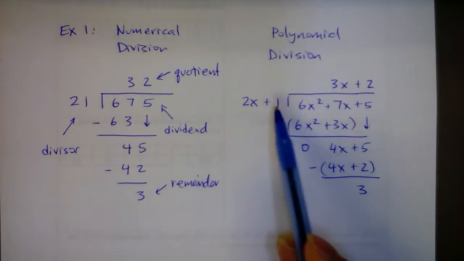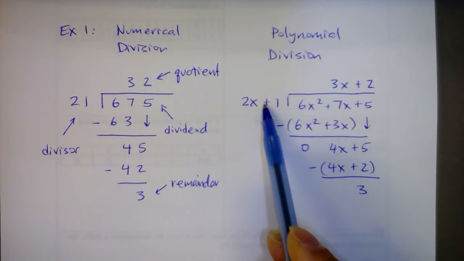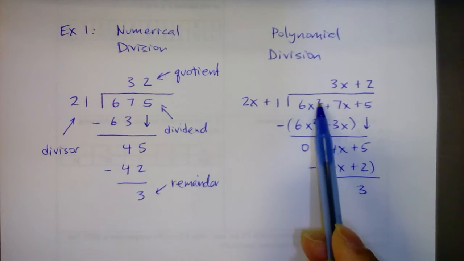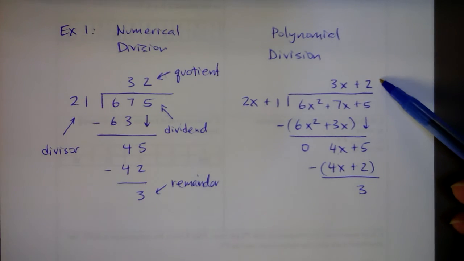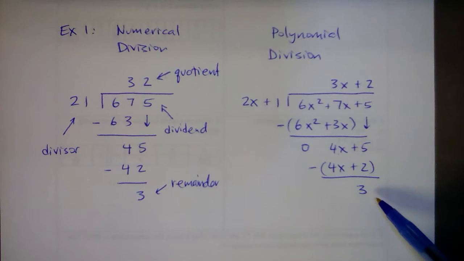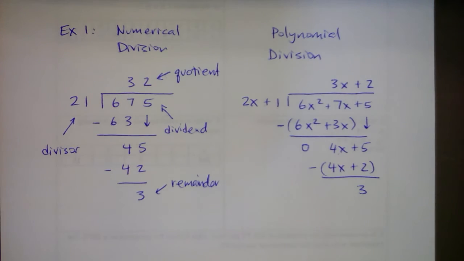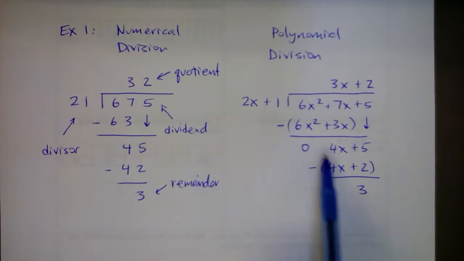And of course again we've got the divisor as 2x plus 1, the dividend as 6x squared plus 7x plus 5, the quotient being 3x plus 2, and the remainder being 3. Go ahead and pause the video and discuss with your neighbor what happened here and also how it's related to the numerical division.